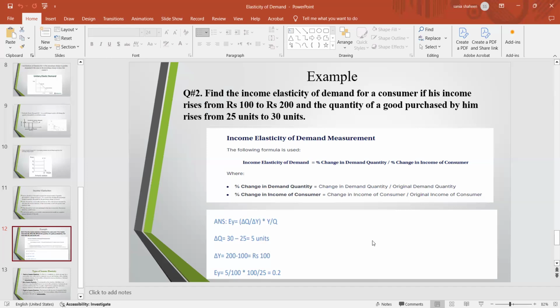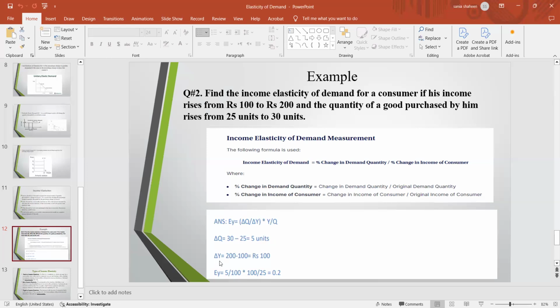Original income of the consumer is basically the initial income of the consumer before the change in the income level. In the formula, the delta sign shows the change and Q shows the quantity demanded. So delta Q is the change in the quantity demanded, and we can calculate it by taking the difference between the new quantity demanded and the initial quantity demanded. In this example, the new quantity demanded after the change in the income level is 30 units, and before the change in the income level, the quantity demanded is 25 units. So the change in the quantity is 5 units.